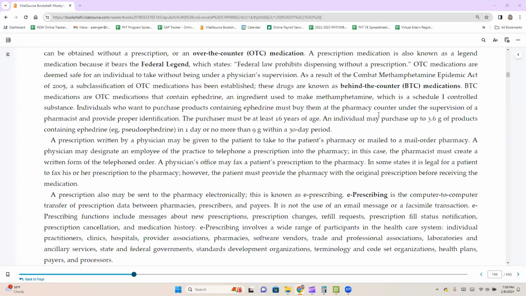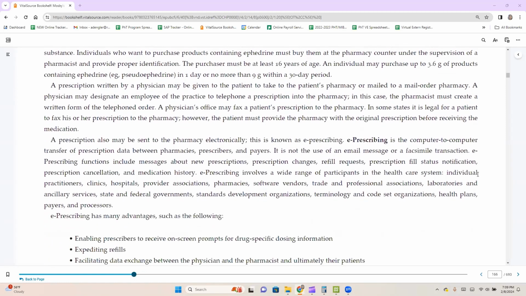A prescription written by a physician may be given to the patient to take to the patient's pharmacy or mailed to a mail order pharmacy. A physician may designate an employee of the practice to telephone a prescription into the pharmacy. In this case, the pharmacist must create a written form of the telephone order. A prescription also may be sent to the pharmacy electronically. This is known as e-prescribing.